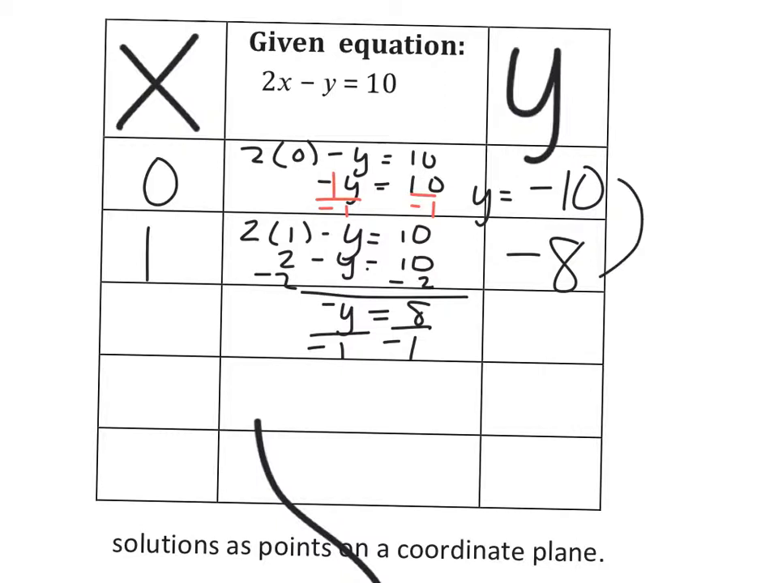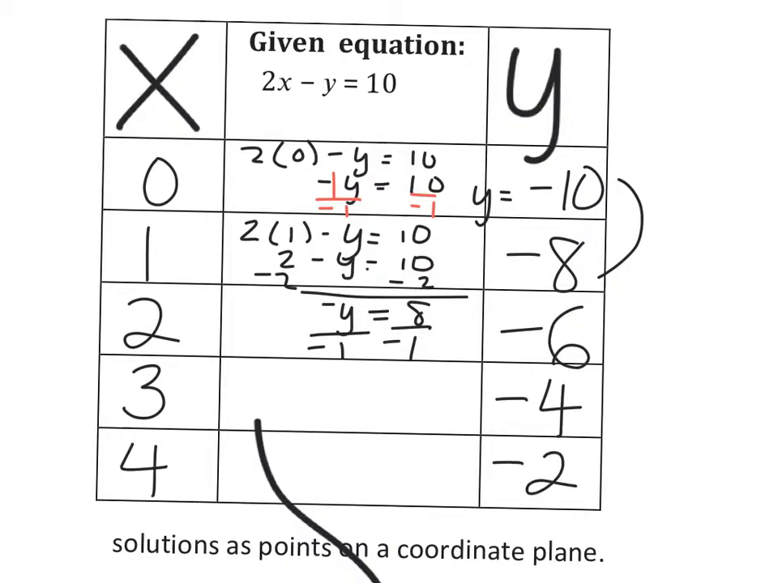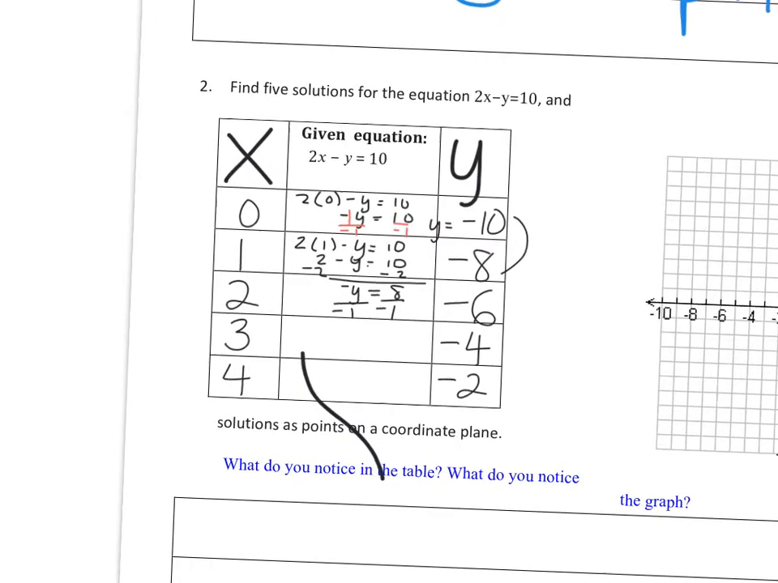This is going up by 2. So the next one would be negative 6 when x is 2. And then it would be negative 4 when you plug in 3. And then it would be negative 2 when you plug in 4. Okay, so we can plot those points.